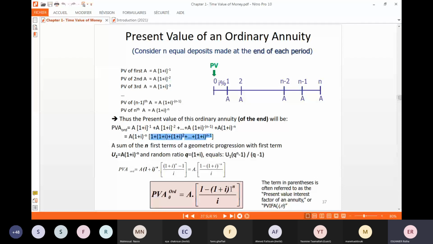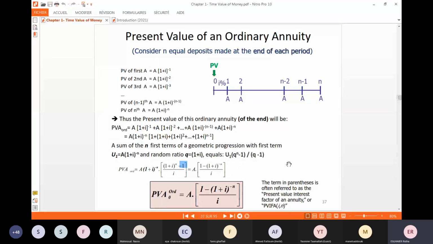Then we make an arrangement. Since we have here 1 plus i power minus n times 1 plus i power n will give you 1 plus i power 0, minus n plus n. This is 1. By 1 plus i power 0 will give you 1. 1 plus i power minus n times minus 1 will give you minus 1 plus i power minus n. The denominator will be i. And you get directly a formula that will allow you to compute the present value of an ordinary annuity.